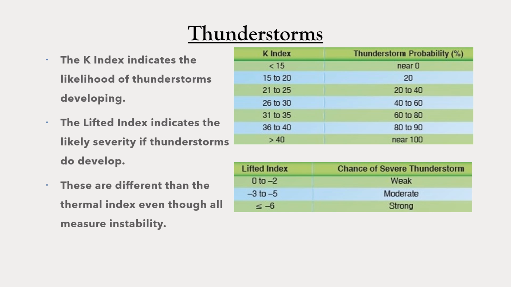So the lifted index and the K index are different than the thermal index, which is used to predict whether the thermals will be good. All of them are measures of atmospheric instability, but they're geared towards predicting different things.